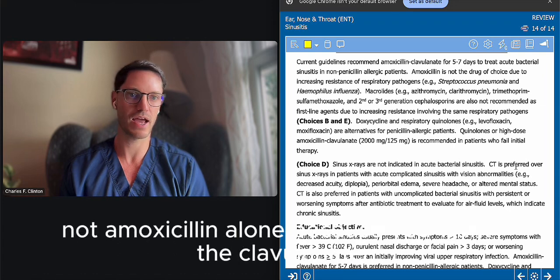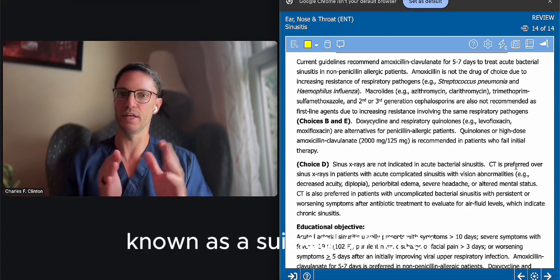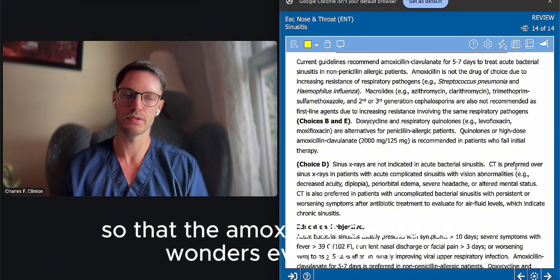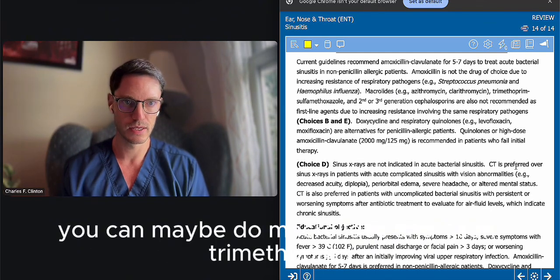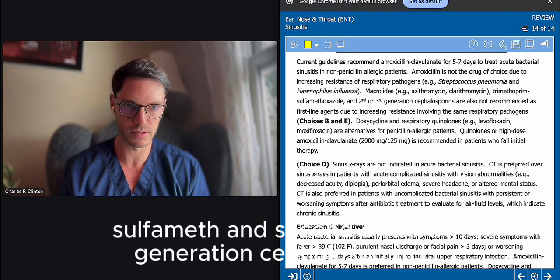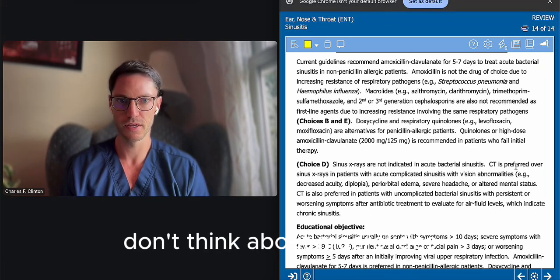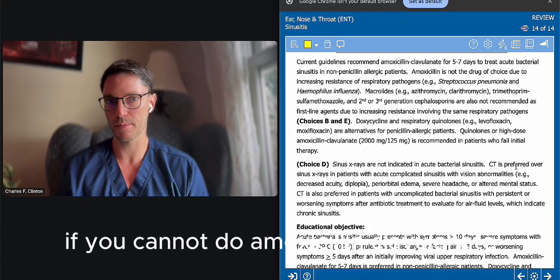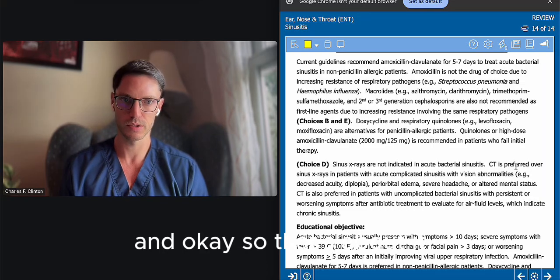And not amoxicillin alone, because you want the clavulanate, which in Latin America is known as a suicidal inhibitor. It works as a decoy so that the amoxicillin can do its wonders even better. And if the patient is maybe allergic, you can maybe do macrolides, or trimethoprim-sulfa, and second or third generation cephalosporins. Let's see. Oh no, they're not recommended. Sorry, so don't think about those. Don't think about macrolides, TMP-SMX, and second and third generation cephalosporins. If you cannot do amoxicillin clavulanate, maybe think about doxycycline and respiratory quinolones. Okay, so that's about it.